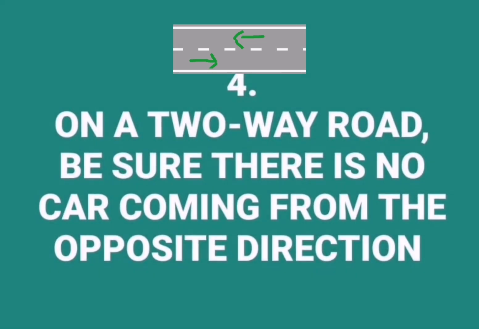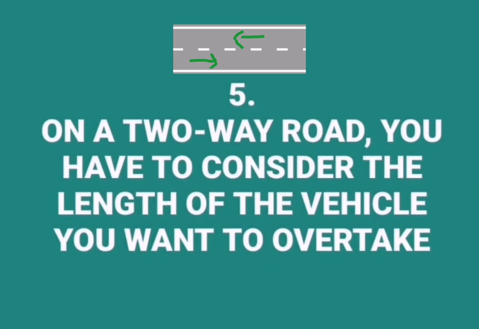On a two-way road also, be sure there is no car coming from the opposite direction. Before you make overtaking, another thing you must consider is to be sure that there is no car coming from the opposite direction. On the same two-way road, you have to consider the length of the vehicle you want to overtake. Remember, it takes longer time to overtake a very long vehicle. So consider the length of the vehicle, because sometimes you will not have enough time to overtake the long vehicle before another car comes from your opposite side, because you are on a two-way road.